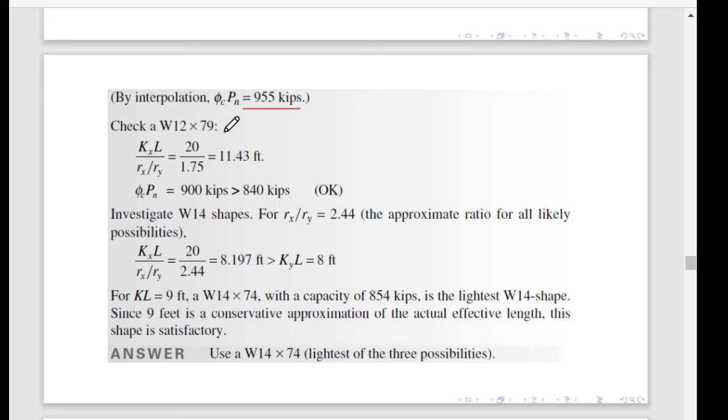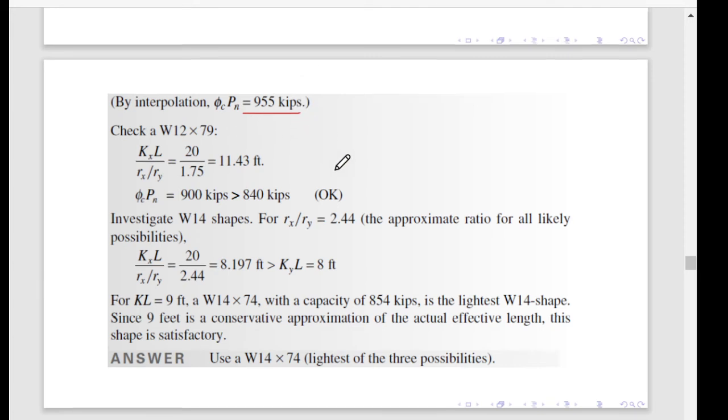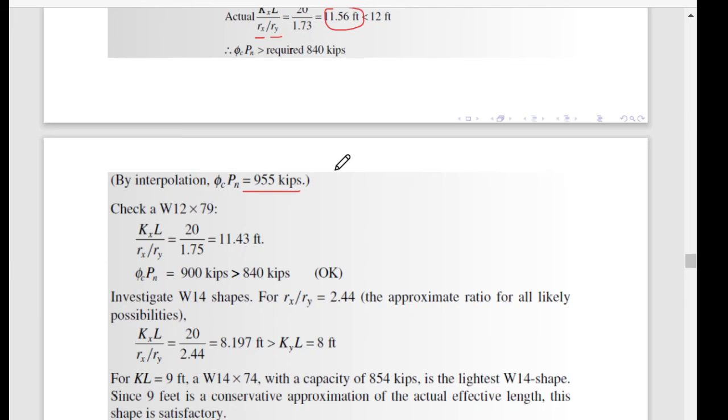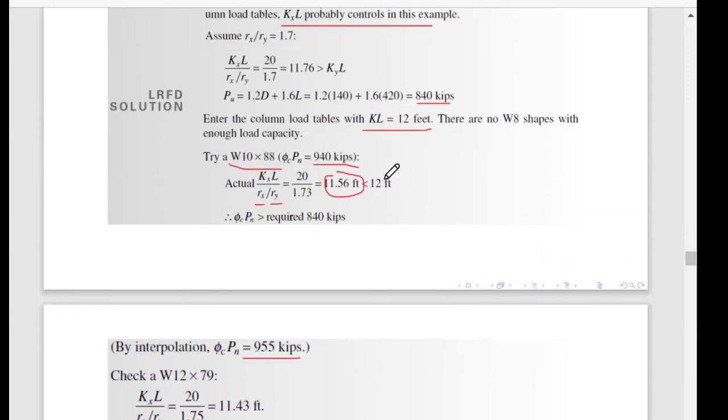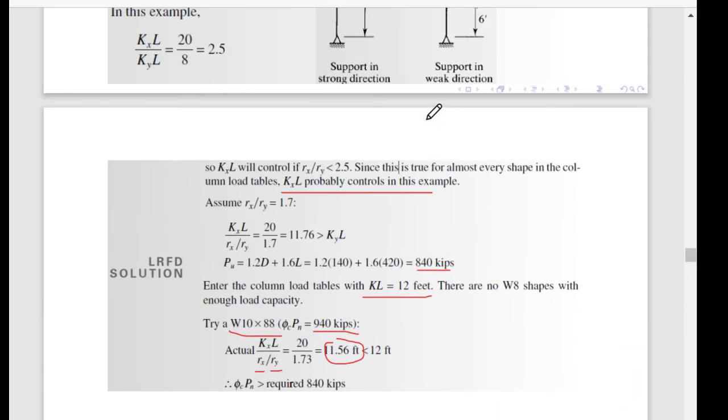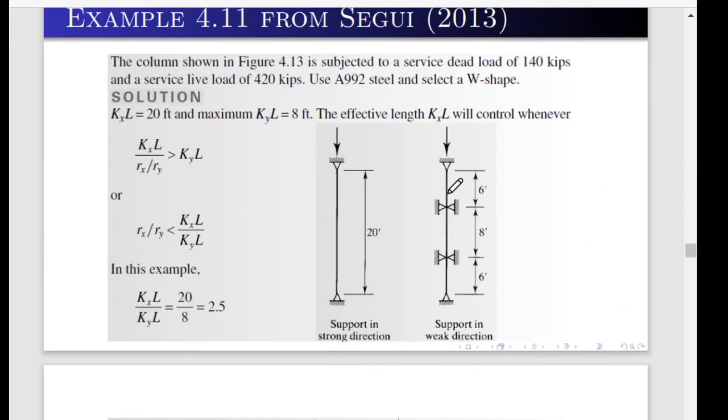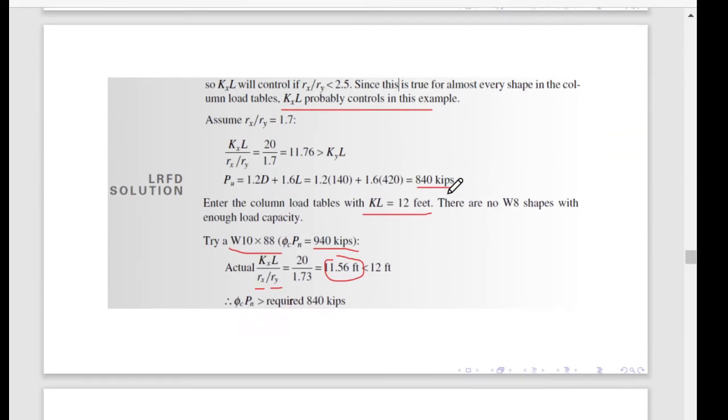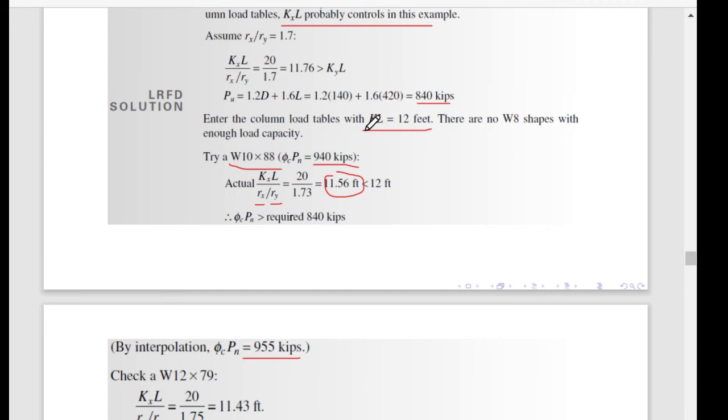For W12, we check the parehara mag procedure. Una is we'll check the assume no column load 2.5. So again, we'll assume nga ang KL nimo is 12 feet.